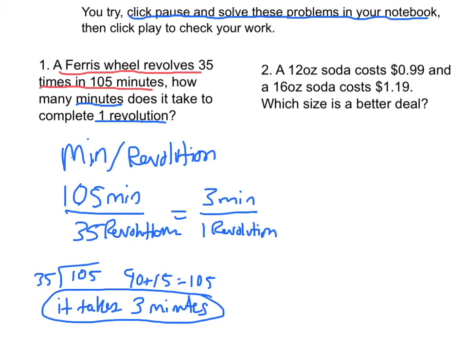Number 2, a 12-ounce soda costs 99 cents and a 16-ounce soda costs $1.19. Which size is a better deal? So we have to think about what we would want to do to put together a rate. Do we want to have ounces per dollar or dollars per ounce?